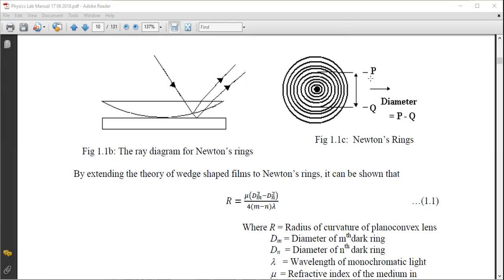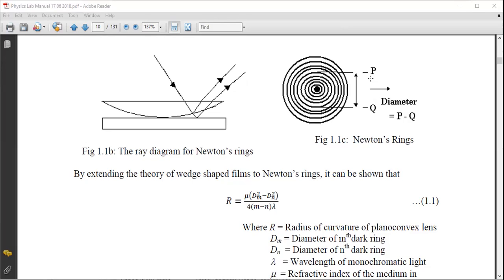If P is 4 mm and Q is 1.5 mm, so the diameter will be, Sir, 2.5. P minus Q, it will be 4 minus 1.5, which will be around 2.5. Very good, very good.